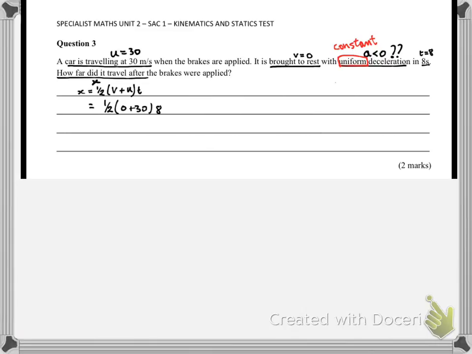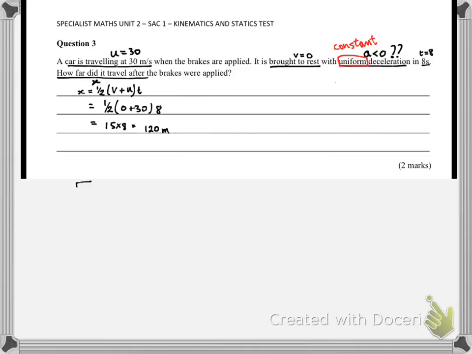Alright, so have a look at our parameters. We've got u, v, and the time taken, 8 seconds. So this becomes the most appropriate formula here. s is equal to half times v plus u multiplied by time t. Substitute in your values and simplify, and we get this 120 meters. So that's the general approach for a question like that.